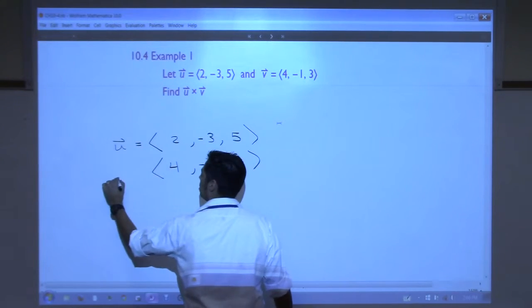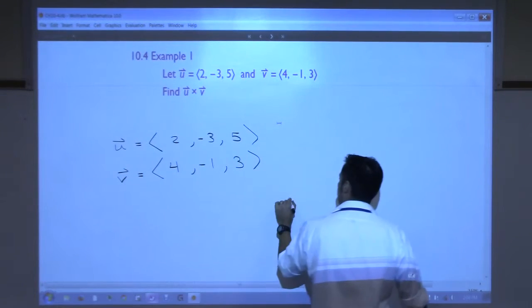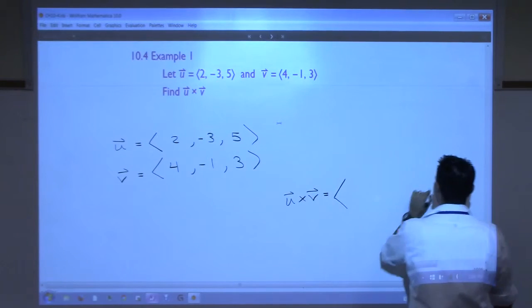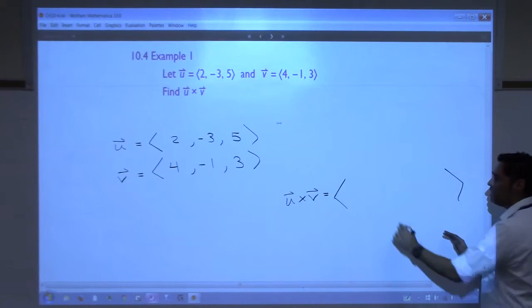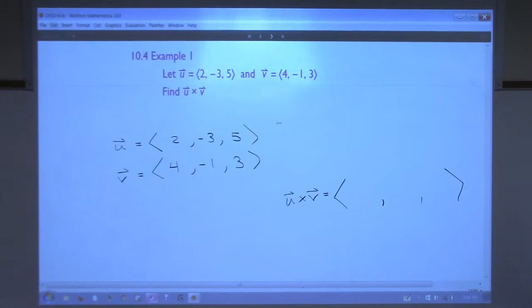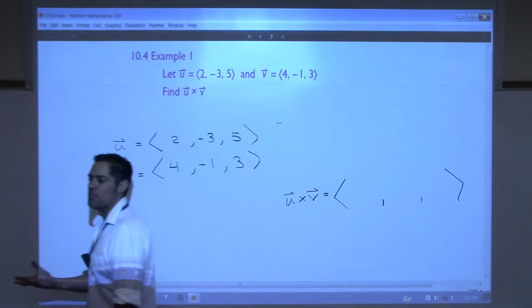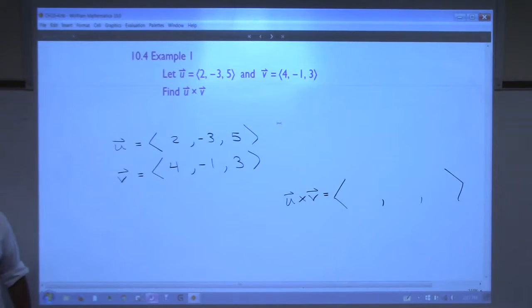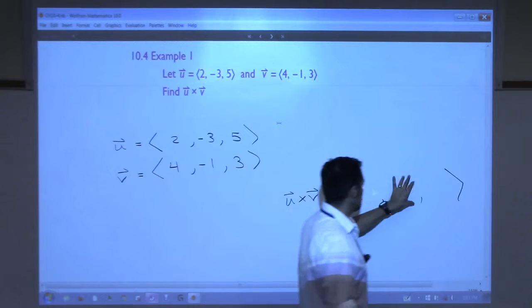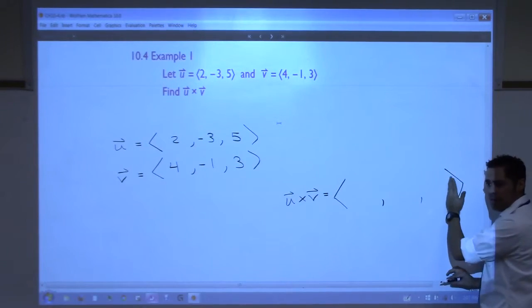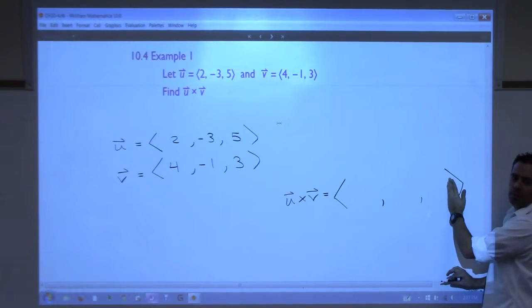And then I'm going to do the following. My answer, u crossed with v, will be equal to a new vector, okay? So when you cross 2 vectors together, you get a vector as an answer. Now we'll talk about what it means geometrically in a minute, but let's just see how you mechanically get the answer. Since my answer is a vector, it has 3 components, doesn't it? It has an i component, a j component, and a k component, or a first, second, and third component.